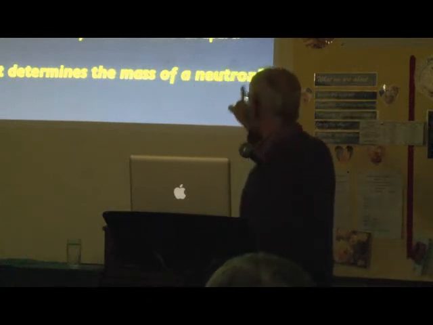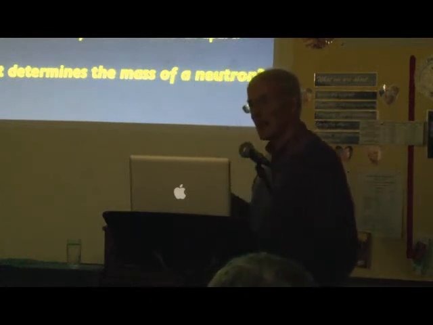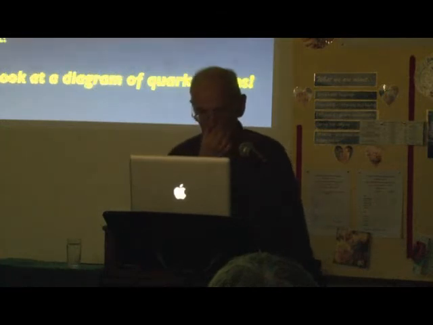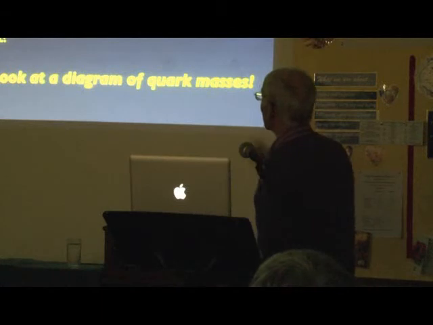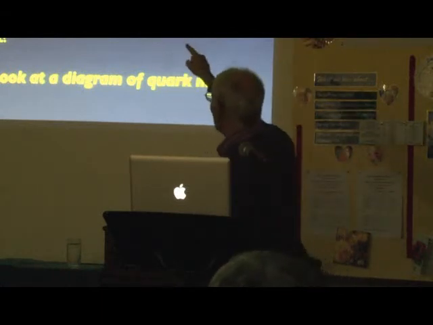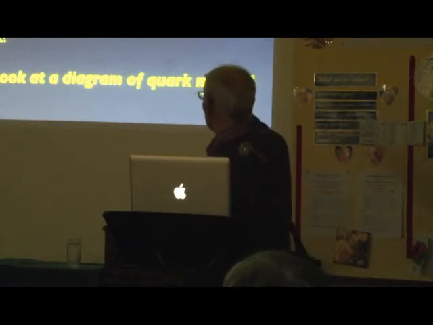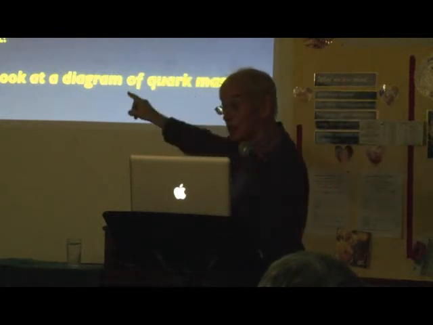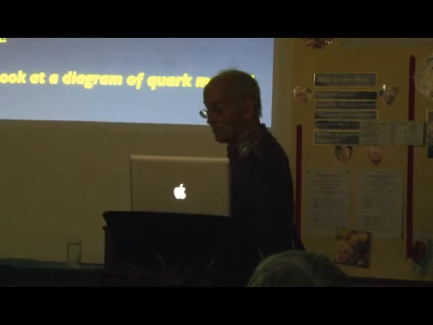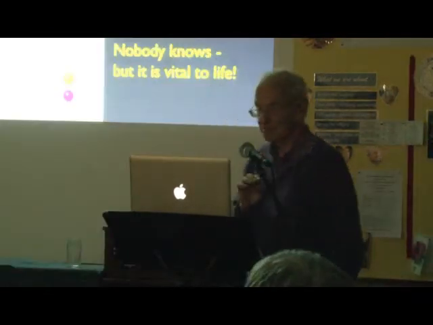So, the question is, well, what determines the mass of a neutron? Well, remember, neutrons and protons are made of quarks, 3 quarks each. Neutron is up, down, down, and a proton is up, up, down. So the neutron is a bit heavier because D is a bit heavier than U. Okay? And what's that? Let me show you a diagram.